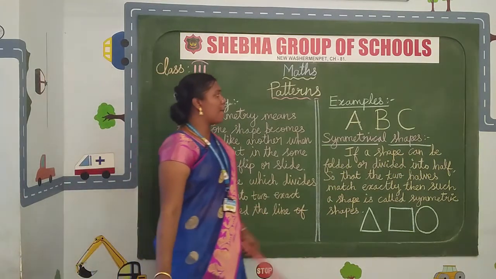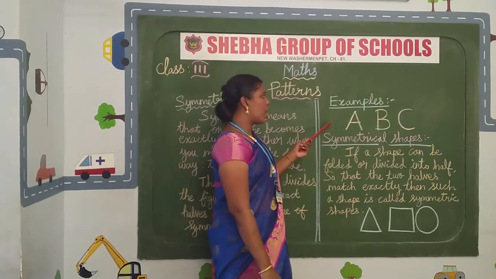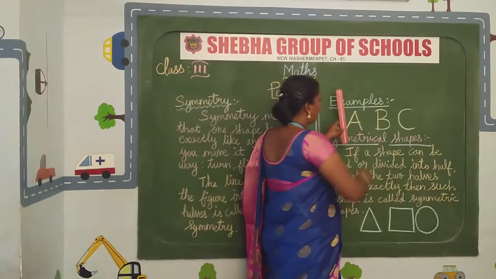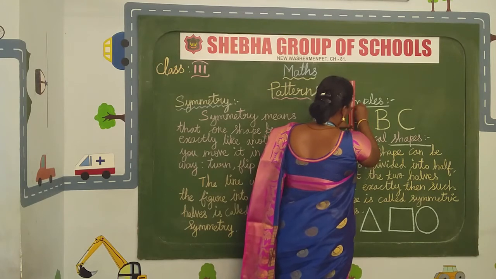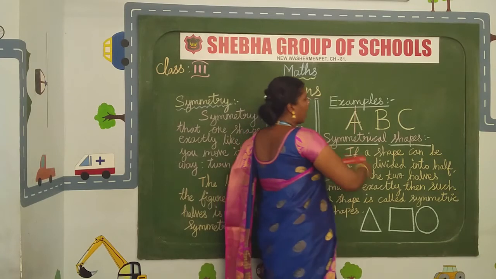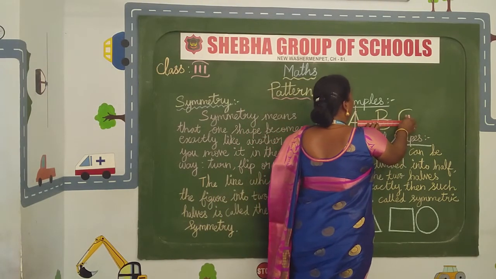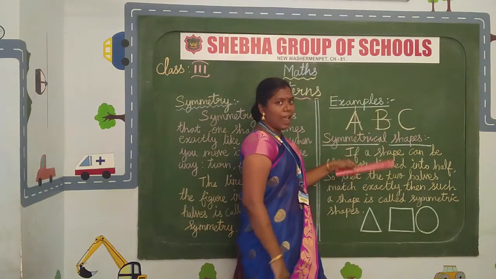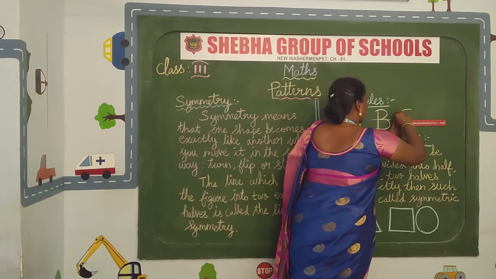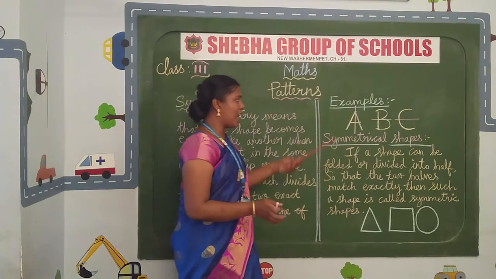Next you can see some examples here. I will write some alphabet letters. How will you draw the line of symmetry? You can draw it in the alphabet here. Here it is A, you can draw the line in the center, so it will be split into two figures. Then B, you can draw a line here, and the picture will become two figures. And C also, you have to put a line, then C will become two figures. Okay, this is the line of symmetry.